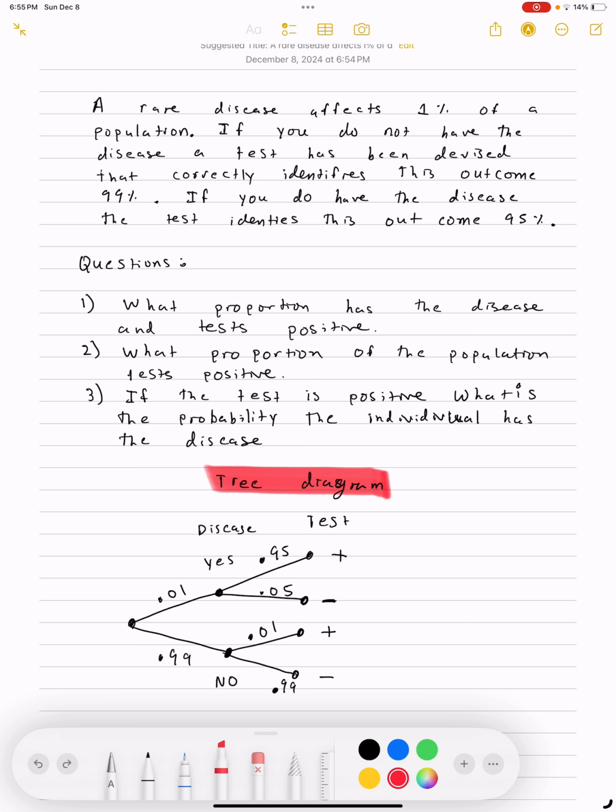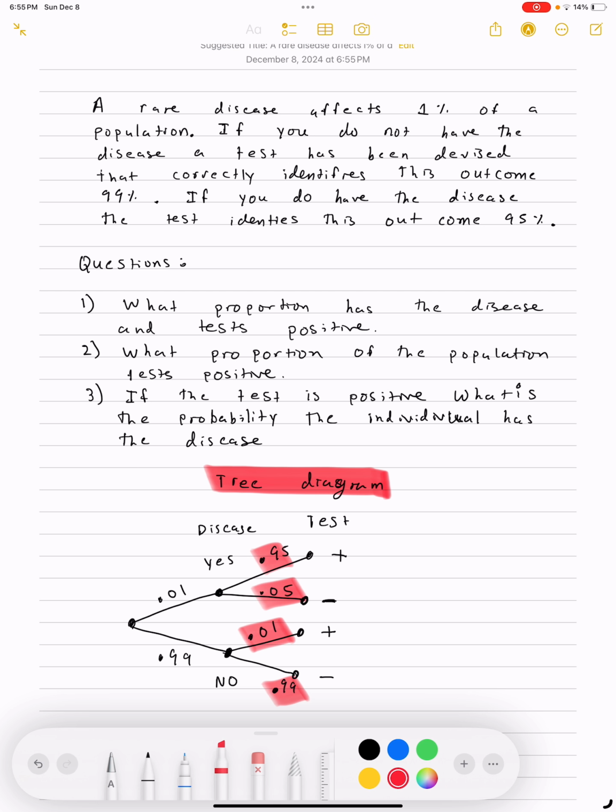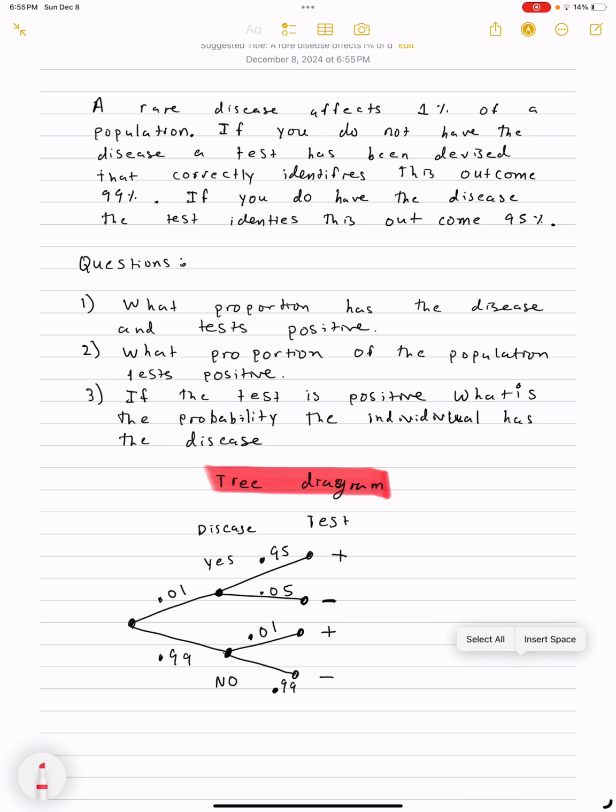The last thing that I'll note is that everything that was just highlighted, the 95%, the 5%, this 1%, that 99%, those are all conditional. So they all have the words if you're in the disease group, if you don't have the disease. So that makes all of these conditional probabilities that are displayed in this tree diagram.